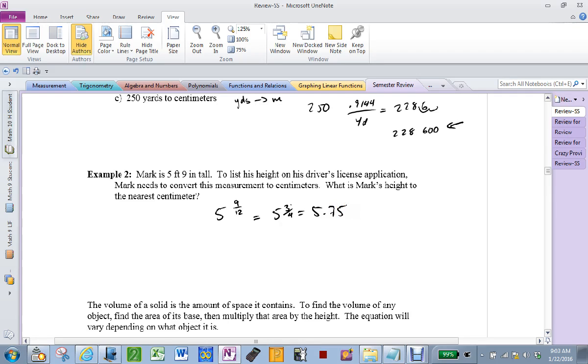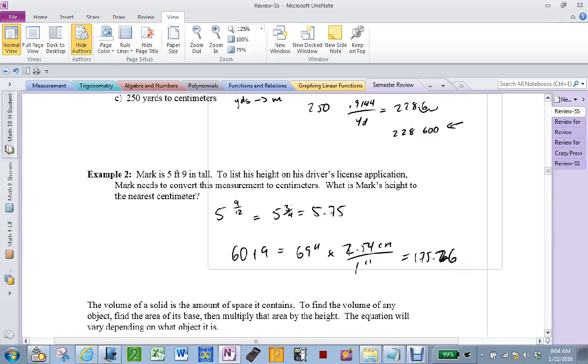Again, does it matter? No. Most of you would probably do feet to inches, 60, plus 9 inches, 69 inches, times 1. I want centimeters. So times 2.54 centimeters over 1 inch. And I get 175.226.